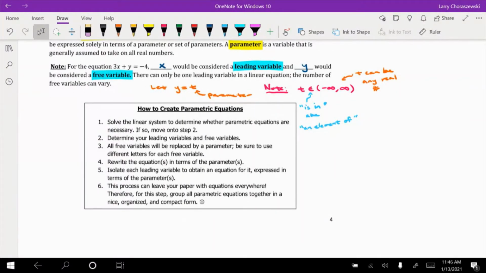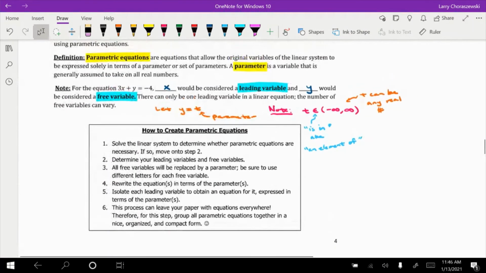Then what you want to do is determine your leading variables and your free variables. Here's how I indicate it. Let's go back up to this equation, 3x plus y equals -4. Since the x came first, I define that as my leading variable, which means that the y is going to be my free variable. So I'll usually point out which variable is leading and which variable is free.